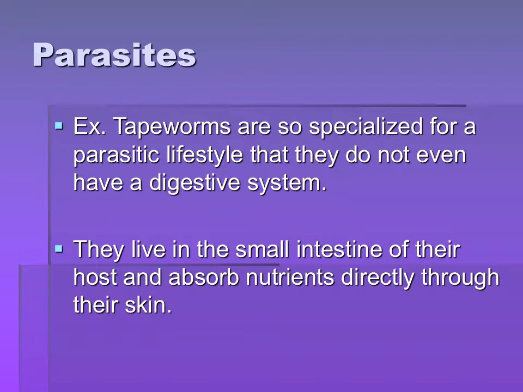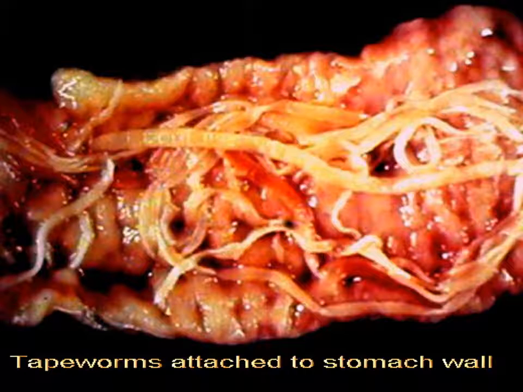And examples of that are tapeworms. Tapeworms are so specialized for a parasitic lifestyle that they don't even have a digestive system. They live in the small intestine of their host, and they don't need a digestive system because they absorb nutrients directly through their skin. So they don't need a digestive system because they don't need to digest anything. The nutrients go right through their skin, and they get the nutrients that they need by living in or on that host, which makes it really easy for them to survive.